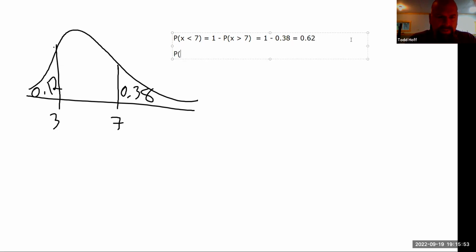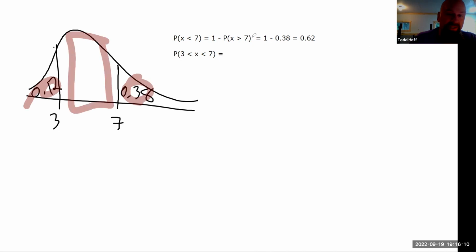Or if I want the probability that x is between 3 and 7, well, I have the areas outside of that probability right here of 0.12 and 0.38. So what's in between here is just what's left over. So it's 1 minus the 0.12 and the 0.38, which actually comes out to 0.5.